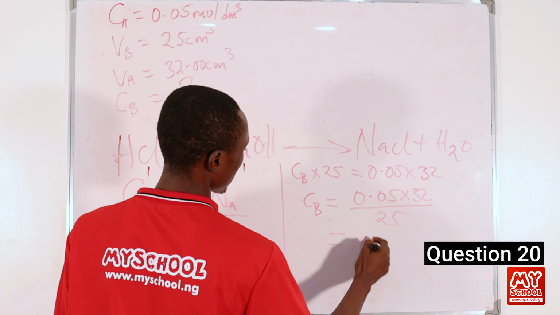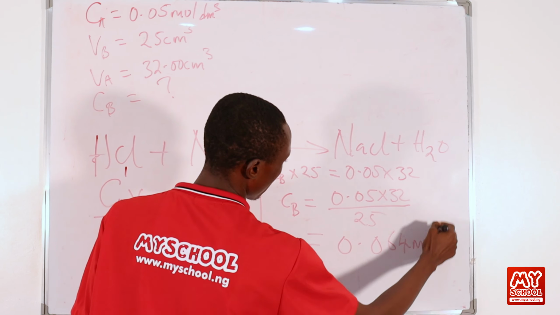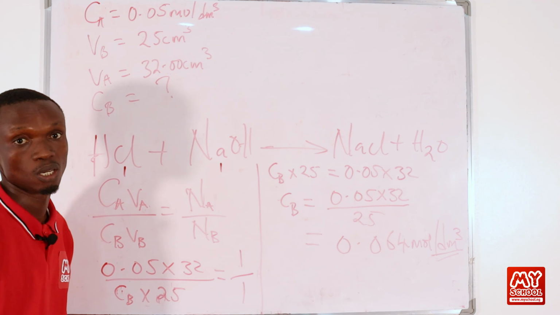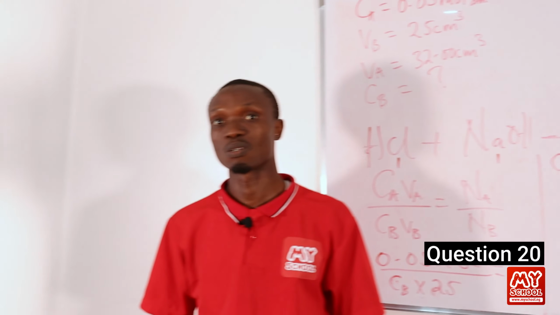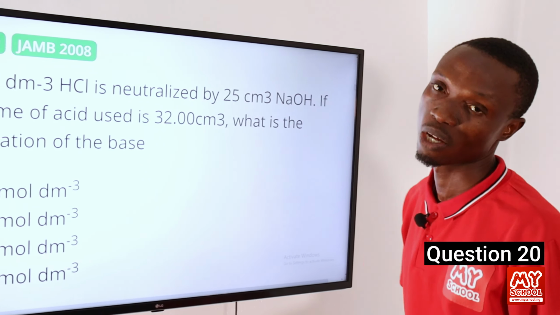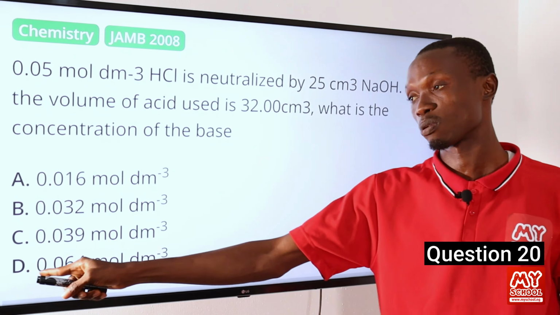So this will be equal to 0.064 mole per dm cube. Okay, so let's move over to the screen to pick the correct answer. From our calculation, we actually got 0.064 mole per dm cube as the concentration of the base. So that makes option D the correct option.